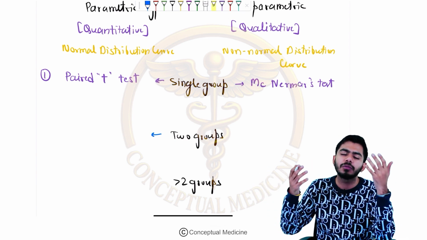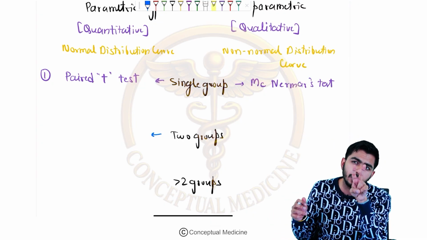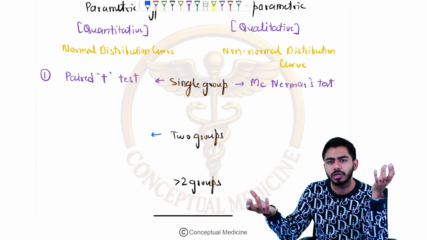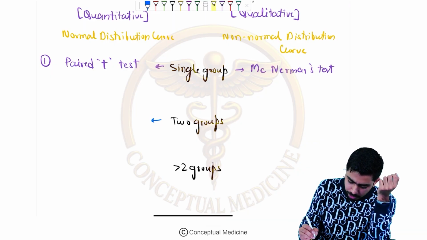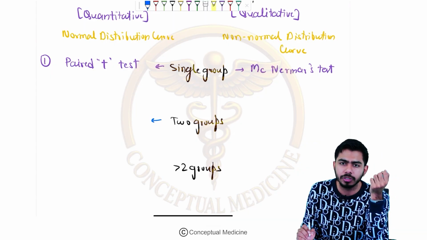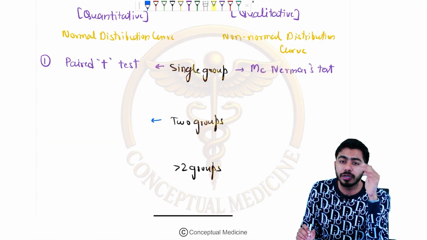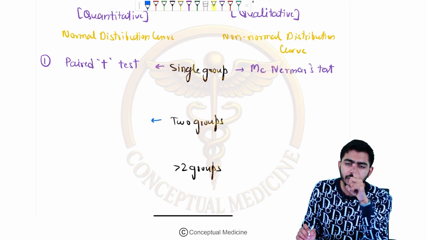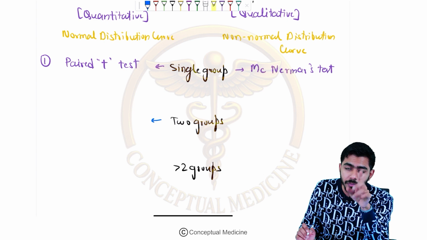So the first job is to find out whether we should do a quantitative test or a qualitative test. Then the knowledge and your memory power will come: for the quantitative test for two groups, I read about this test, and on the qualitative side I read about that test. On the quantitative side, guys, the test is called the student t test, also called the unpaired t test. We talked about the paired t test in the single group only, right? Why paired? Because pairs are there in the single group only.